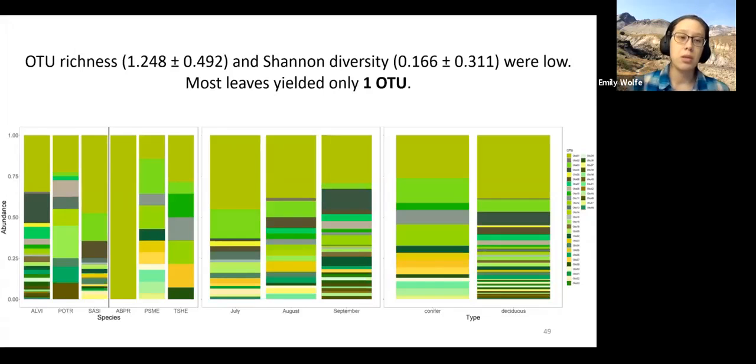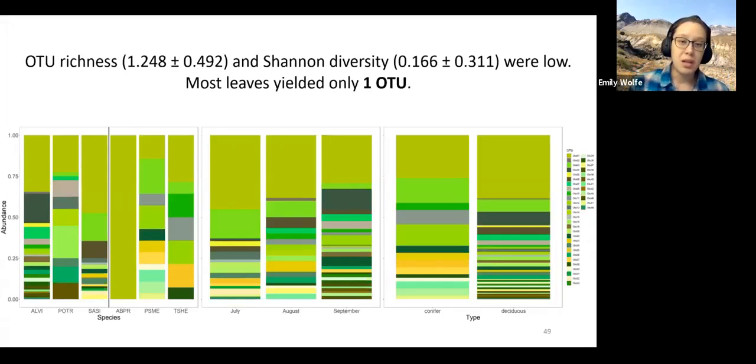Over 3/4 of leaves yielded just a single OTU, while the rest had at least 2. There was only one leaf that had more than 2, and it was a cottonwood leaf from site 62 that had the highest species richness of 4.